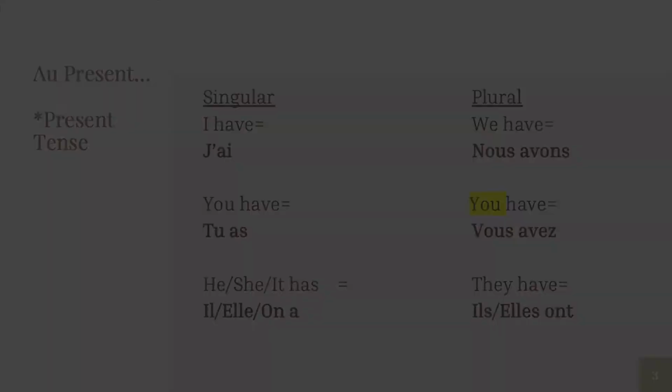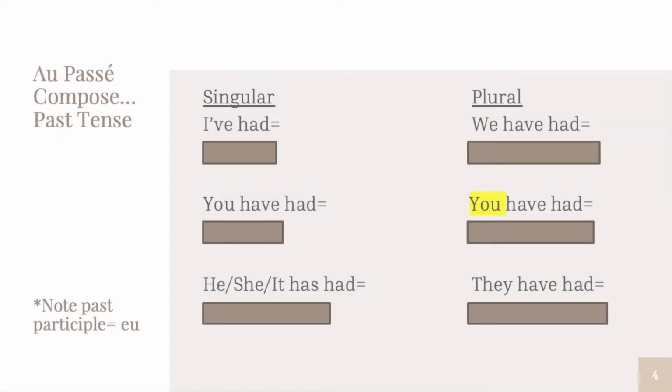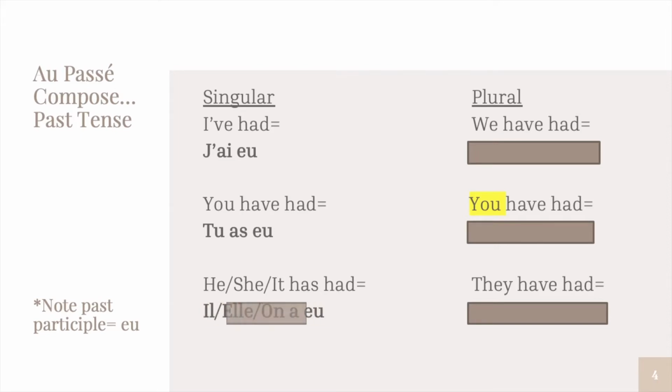So we're going to move on to the past tense. If you wanted to say I've had an apple, you would say j'ai eu une pomme. If you wanted to say you have had an apple, you would say tu as eu une pomme. If you wanted to say he has had, she has had, or it has had, you would say il a eu, elle a eu, or on a eu.